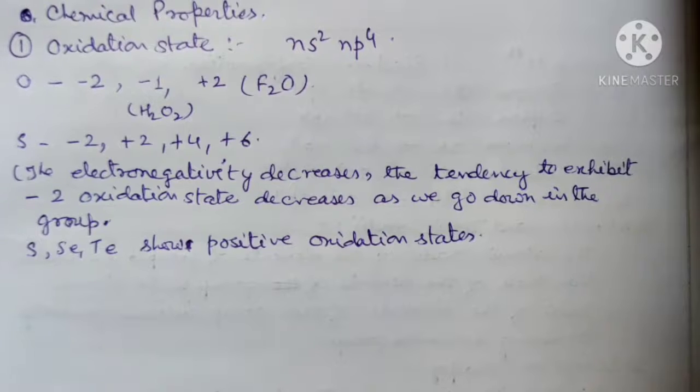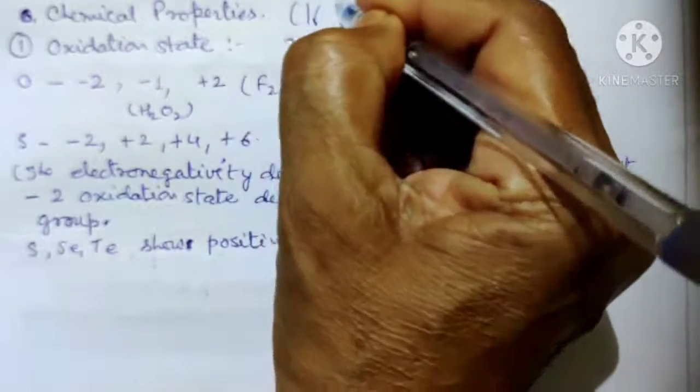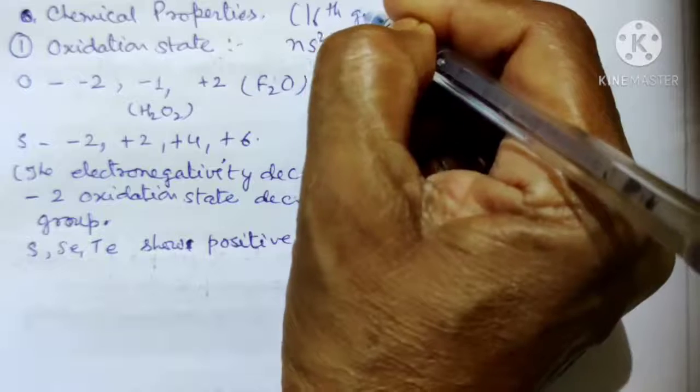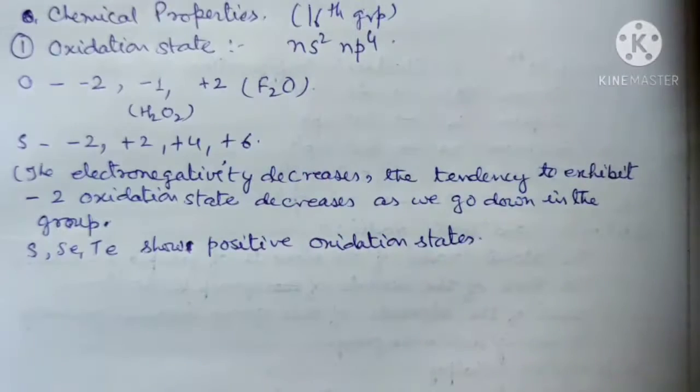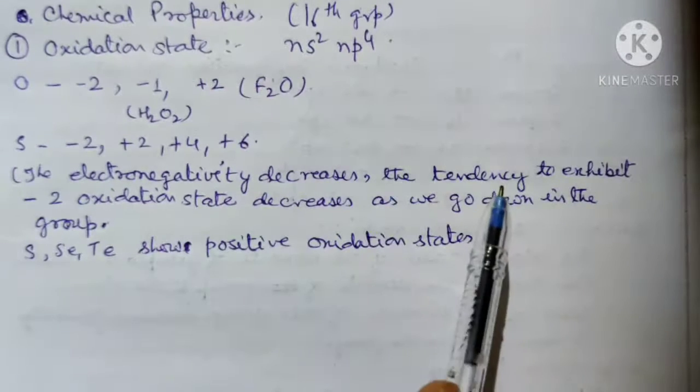Good morning children. Now we will study the chemical properties of the group 16 elements. You have already studied the physical properties. The first property that we will study is the oxidation state.